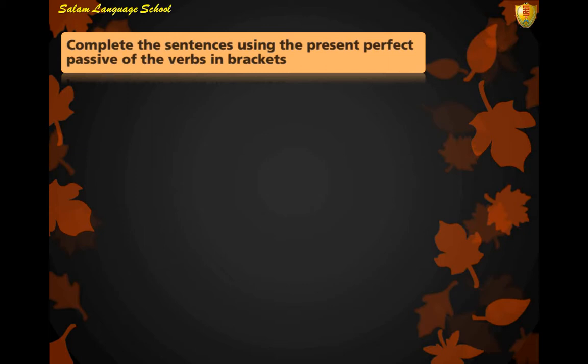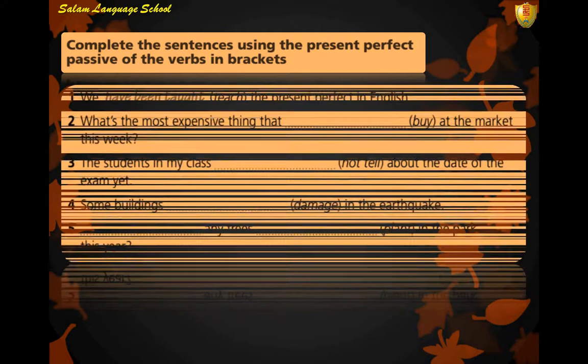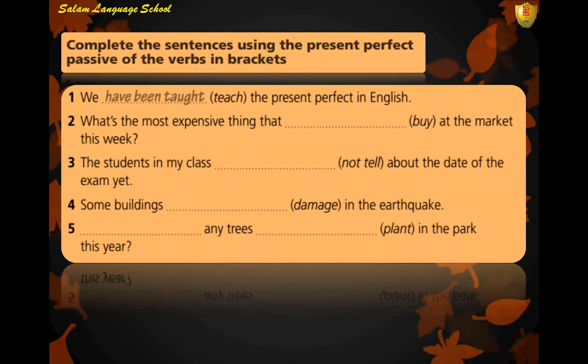The next exercise is to complete the sentences using the present perfect passive of the verbs in brackets. Okay, the first one is already given. We teach the present perfect in English. So the answer: we have been taught the present perfect in English.